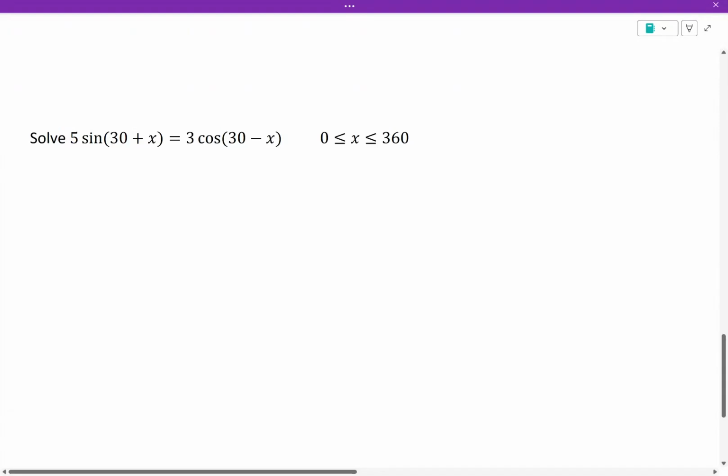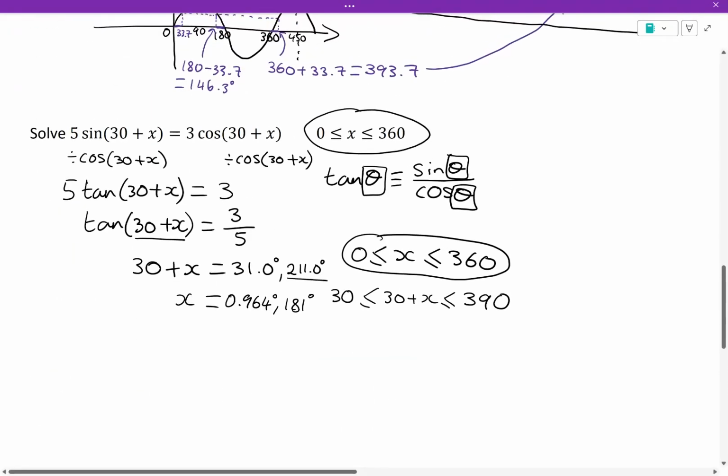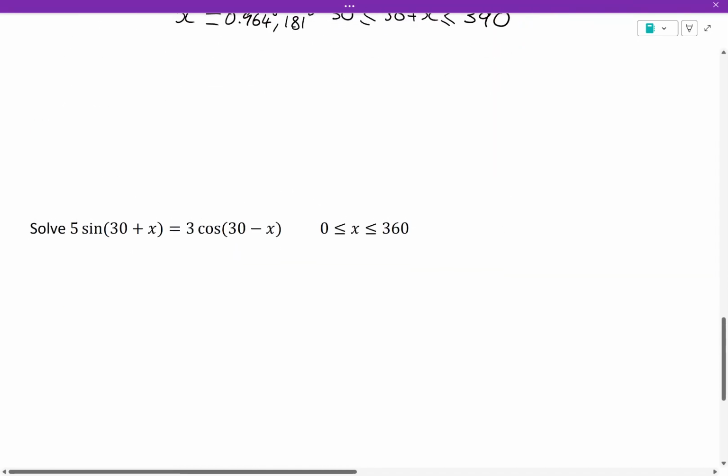So this scenario looks very similar to the previous one. If I just scroll up and have a look at that one, you can see we have a 5 sine and a 3 cosine, which is exactly what we have down here. However, the difference between this one and the previous one is the fact that we have 30 plus x in this bracket, but 30 minus x in this bracket. So the angles are different.